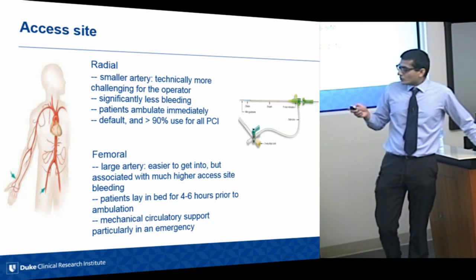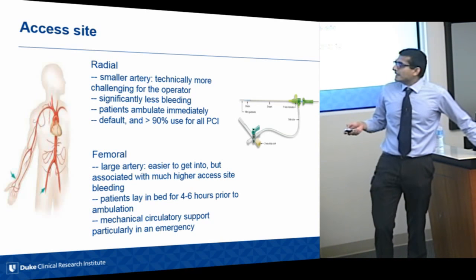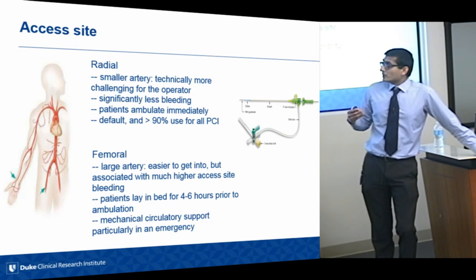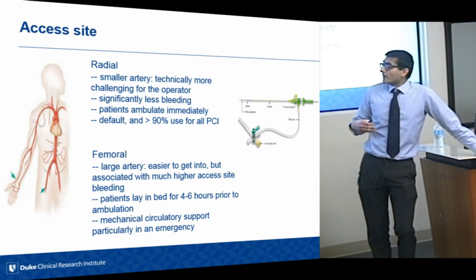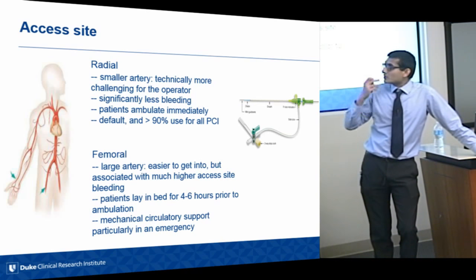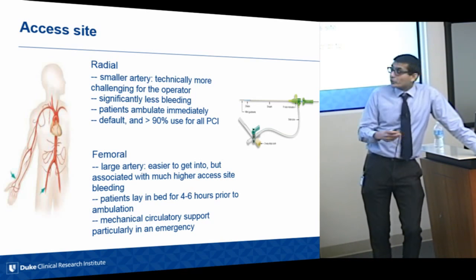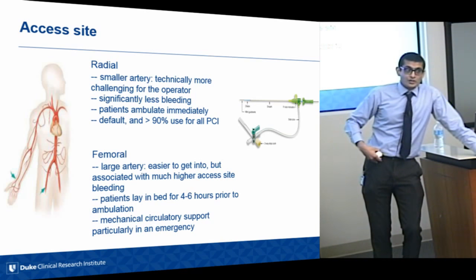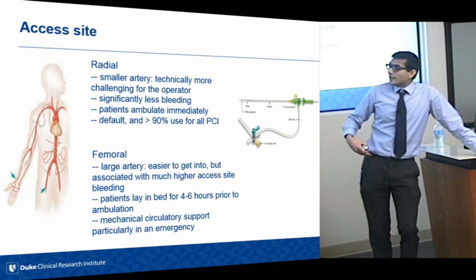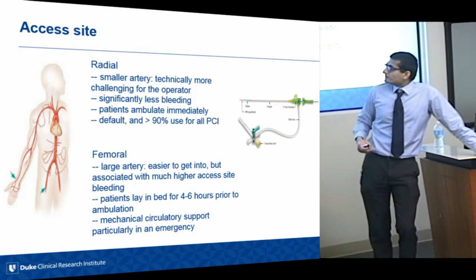And so there are two common access sites that we use, radial or femoral. Radial is what is now our default, and we use it more than 90% of the times for primary PCI. It's a smaller artery, and therefore it's technically more challenging for the operator compared to the femoral, which is a larger artery and it's quicker to get into. But because it's a larger artery, then it's associated with significantly more bleeding.